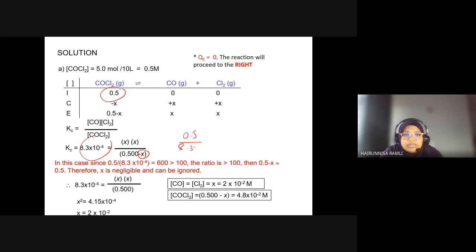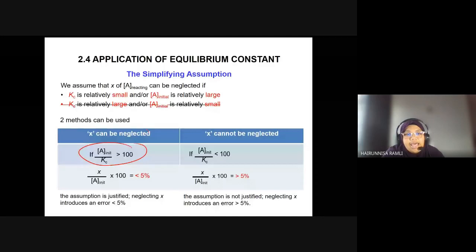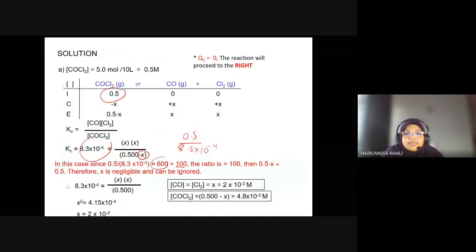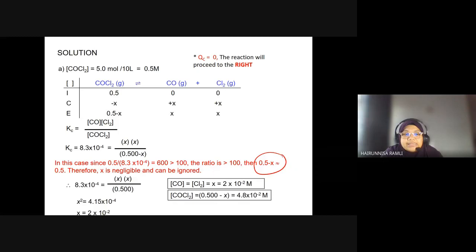8.3 times 10 to the power of negative 4. Berapa? Dapat 600. So of course this is more than 100. So kalau more than 100 tadi, dia kata kat sini X can be neglected. Boleh diabaikan. Okay, so masa kat sini boleh diabaikan, meaning that here 0.5 minus X is equals to 0.5. Meaning that we neglect this value. Nak senang kira kan? So that's why you akan dapat equation macam ni.